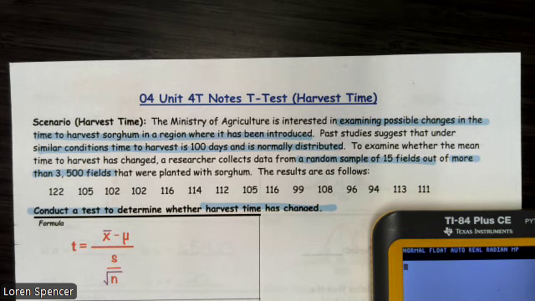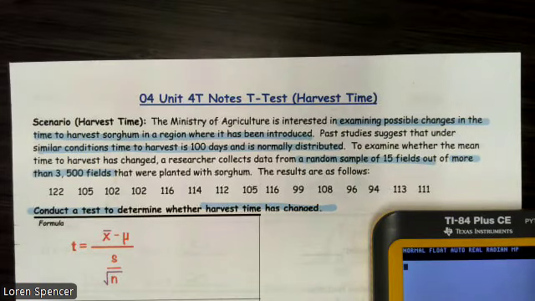This is some notes on harvest time and the t-test, specifically for a hypothesis test. The Ministry of Agriculture is interested in examining possible changes in the time to harvest sorghum in a region where it's been introduced. Past studies suggest that under similar conditions, time to harvest is 100 days and is normally distributed.